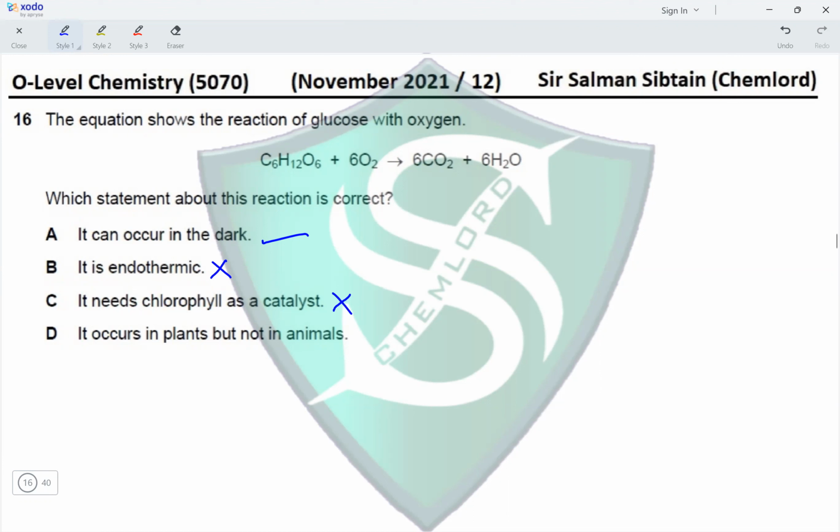It occurs in plants but not in animals. This is oxidation of glucose, in other words, respiration. This occurs in both plants and animals. Photosynthesis does not occur in animals and it occurs only in plants. So, this process is happening in plants as well as animals, making this statement incorrect. Thus, option A is the correct option for this question.